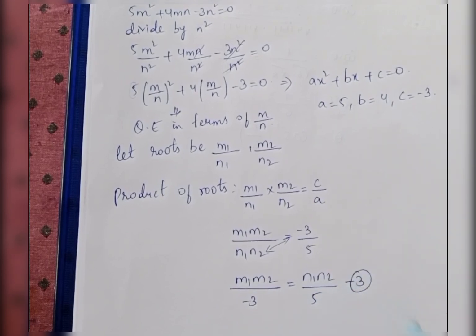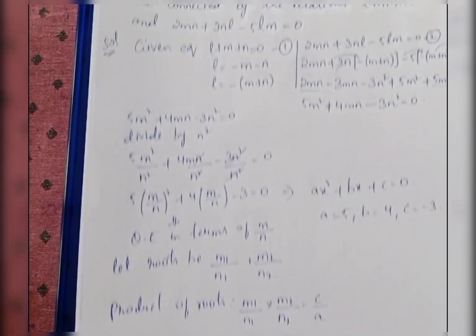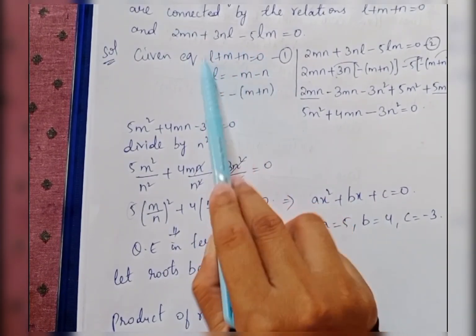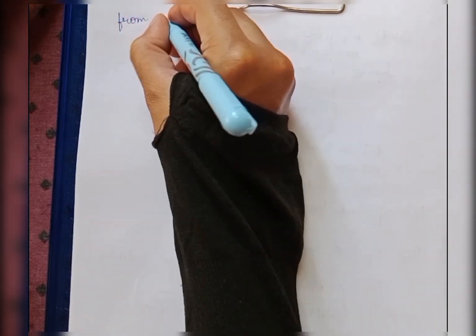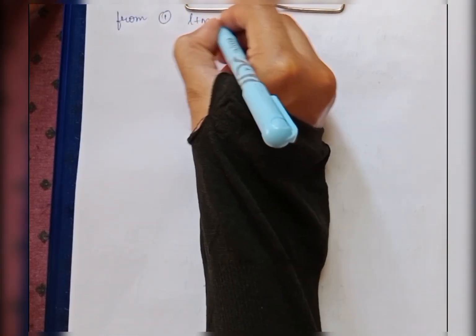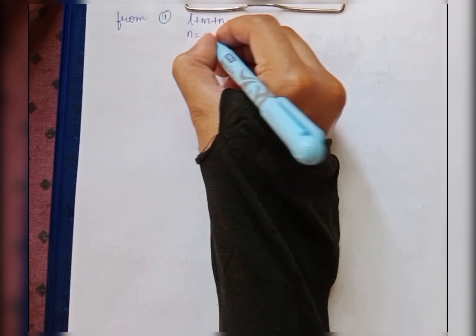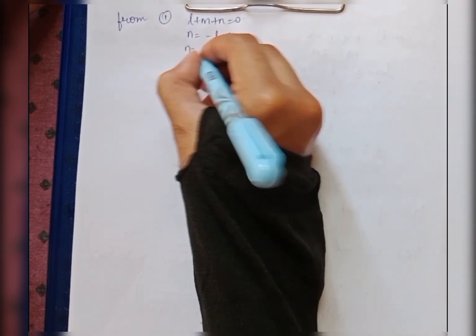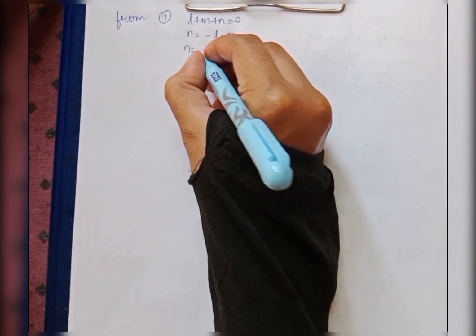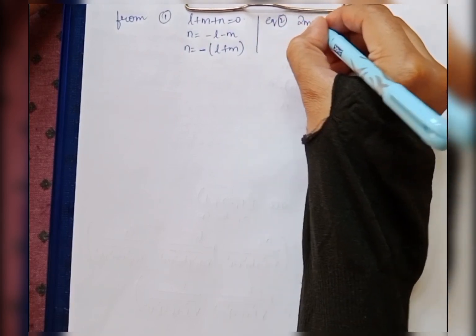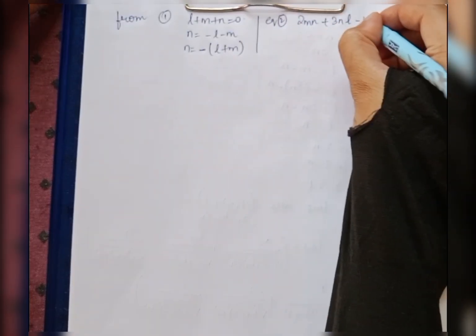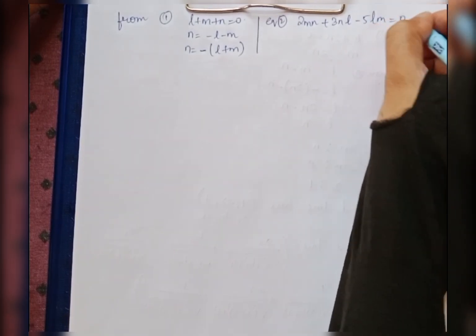Take this equation as 3. Now we will solve for the value of n. From equation 1, we will get the value of n and substitute it again. So from equation 1, l plus m plus n equals 0, n equals minus l minus m. Taking negative common, it will be minus of l plus m. Now equation 2 is 2mn plus 3nl minus 5lm equals 0.